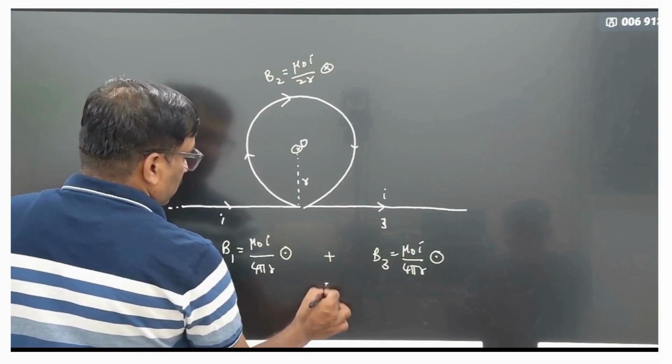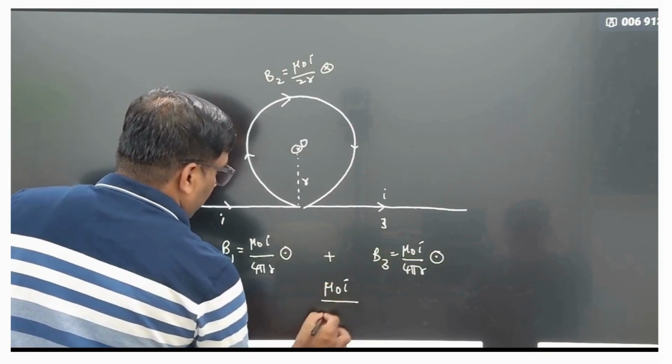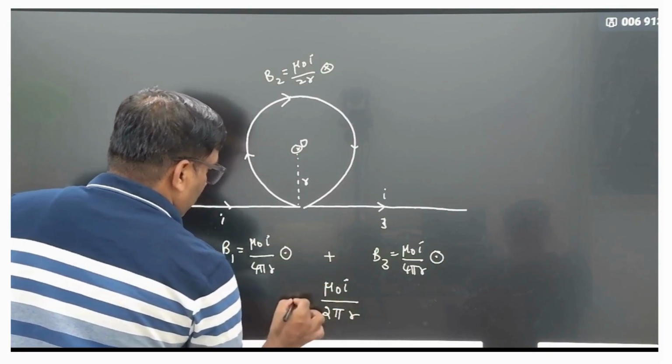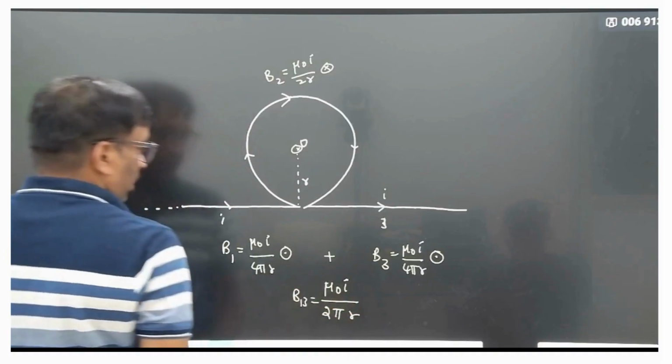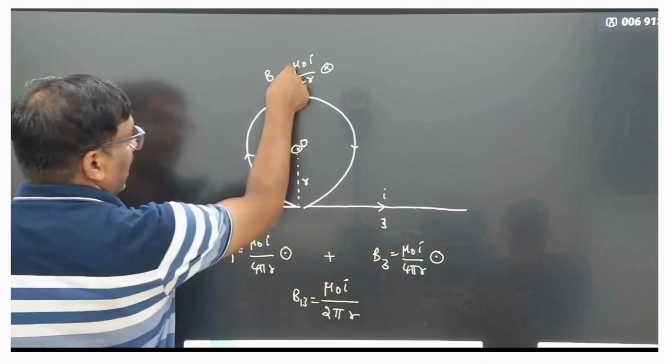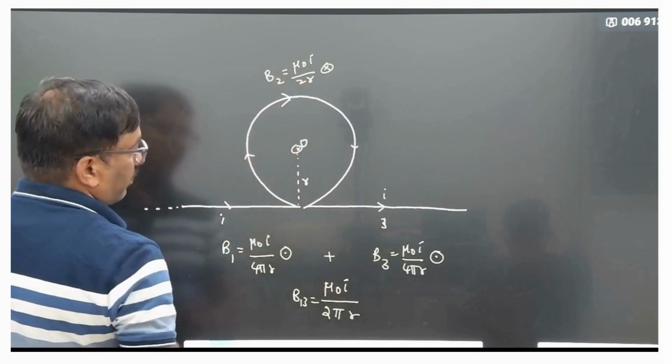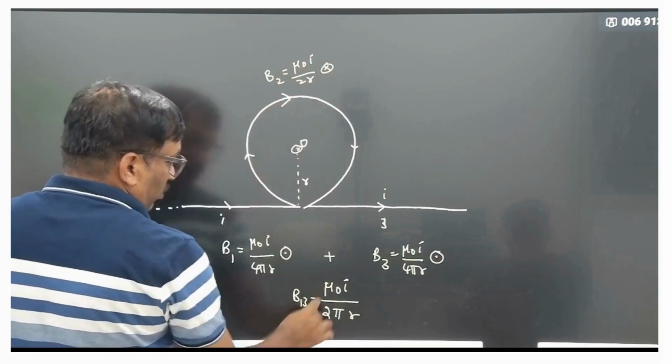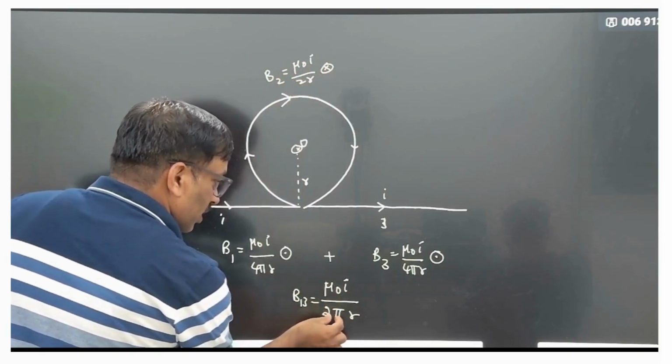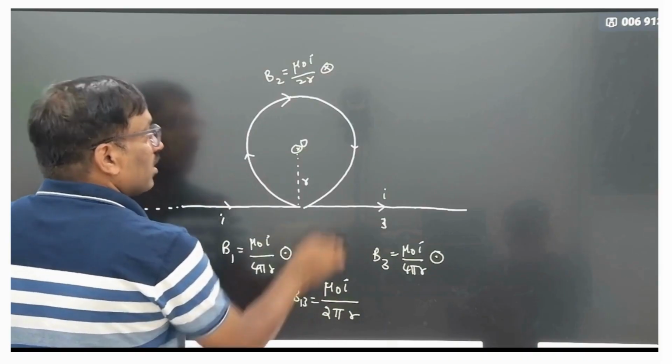Therefore B2 means μ0 I by 2r, and B13 is μ0 I by 2πr. Can you tell me which is greater here? μ0 I by 2r is there, μ0 I by 2πr is there. The denominator is larger, that means this one is smaller and this one is larger.